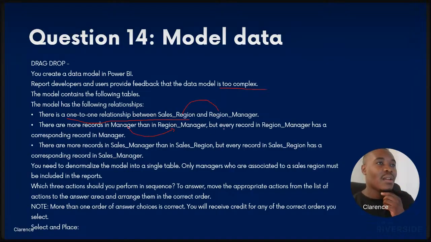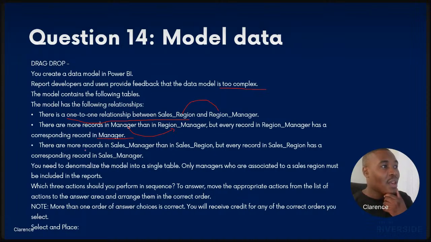But every record in region manager has a corresponding record in manager. Guys, these are amazing keywords, right? I'm already seeing the very important keywords. We already know that in these two tables a manager can be found in a region. So there's no region manager that is not on a sales region. We already know that we don't have any issues of certain records not having a match, but we already know there's something in relation to this one.